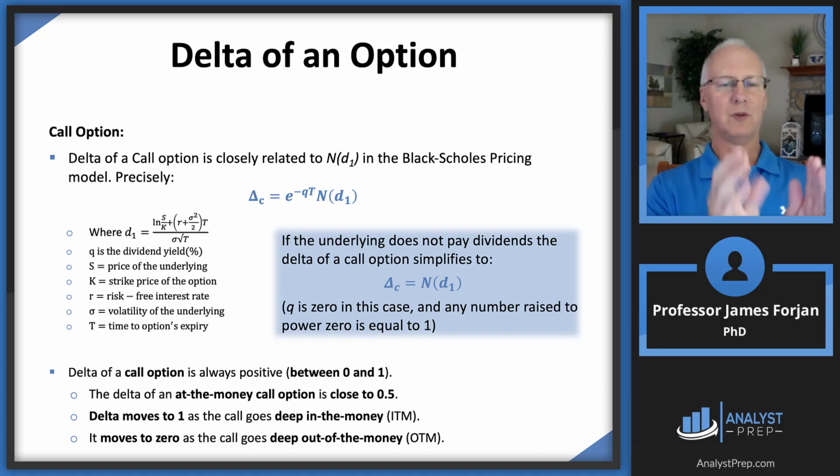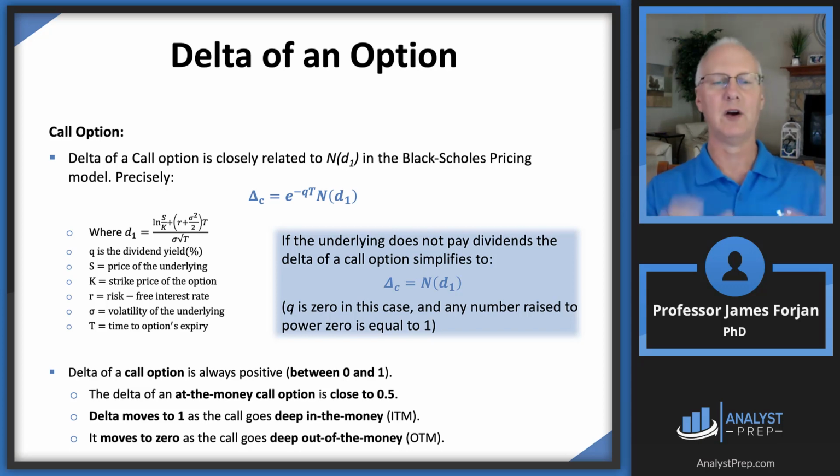Let me go back. So if you take the natural log of S over K, stock price to strike price, you get the return on intrinsic value. Yes, I misspoke a second ago. You get the return on intrinsic value, and then we're going to add the return on time value, and then we divide by some standard deviation measured over time, right? So sorry for that mistake.